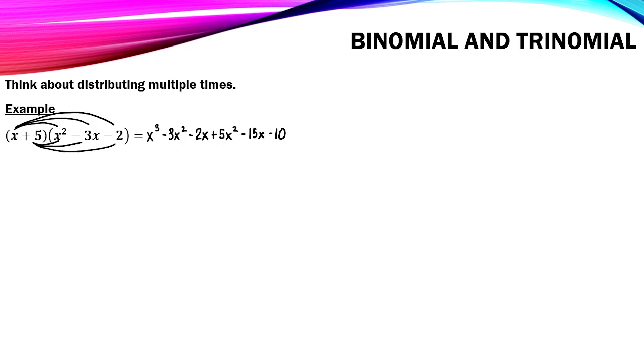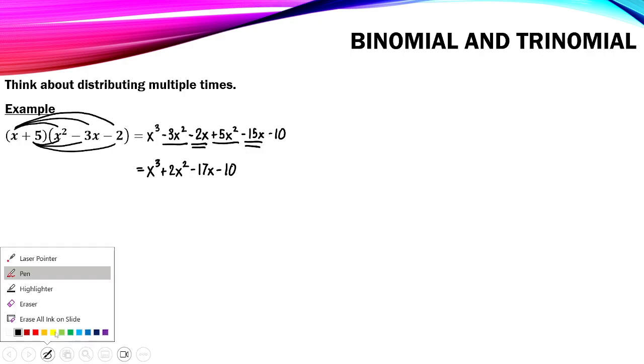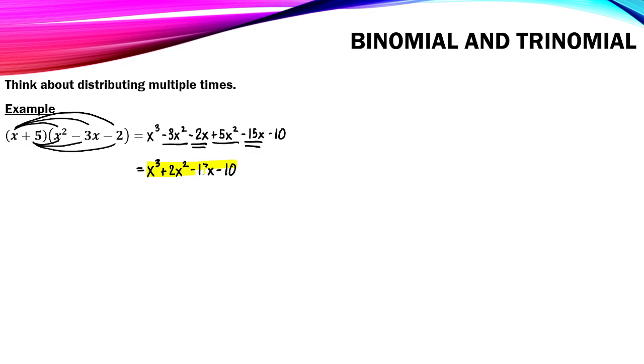Now, once you do that, again, from here, you're just going to combine like terms. So I can see I can combine the negative 3x squared with the 5x squared, as well as the negative 2x with the negative 15x. So once I combine those, this should give me x to the power of 3. The x squared is negative 3x squared plus 5x squared, which gives me plus 2x squared. Negative 2x minus 15x gives me negative 17x. And then I have that minus 10 at the end there. So that's what we're going to have, and this is what our answer would be for our first example.